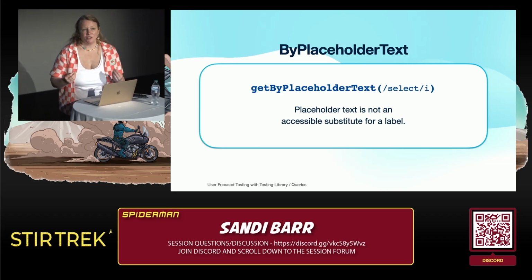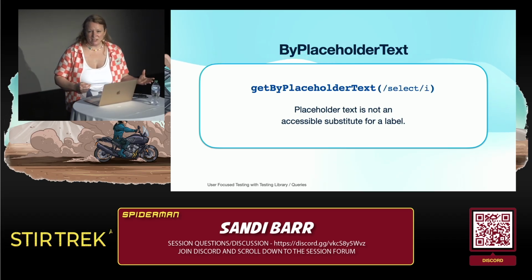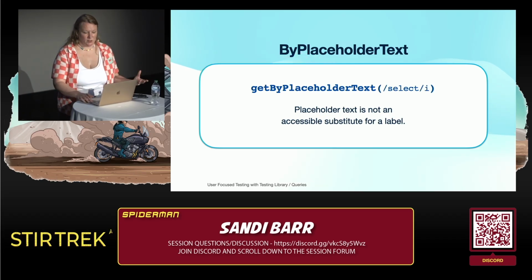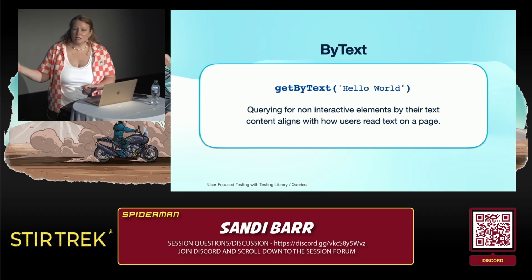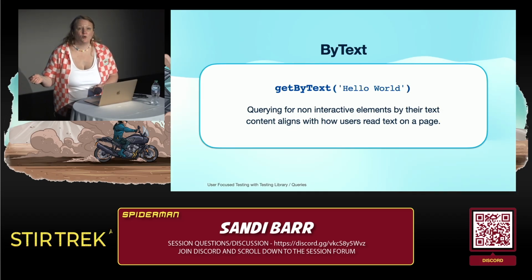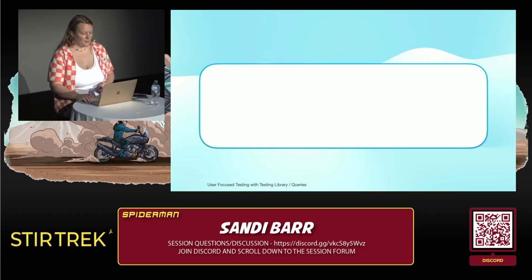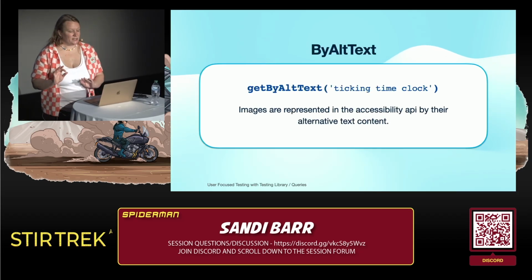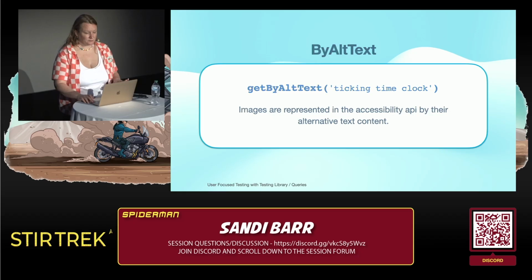A placeholder typically does not serve as an accessible name, and it's no longer visible once the user starts typing into an input, so it should not be used as instruction. By text should be used to query for non-interactive elements by their text content, such as text in a paragraph or a span, aligning to how users read text on a page. By alt text queries images by their alternative text content, and it validates accessibility for non-visual users.